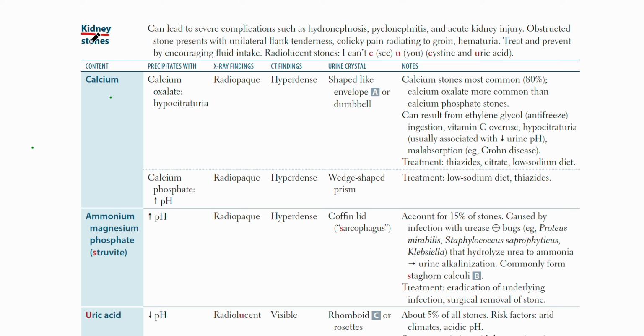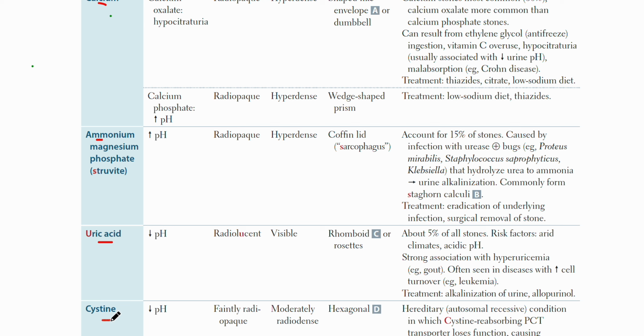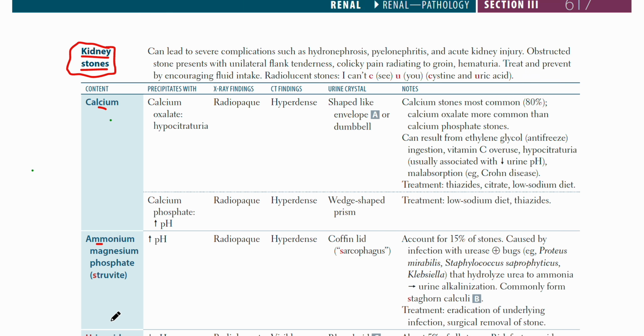So basically, kidney stones is our first topic. What are kidney stones? Kidney stones are also called renal calculi. There are stones present in our urinary system, right? They can be of different constituents like calcium, ammonium, magnesium, phosphate, uric acid, and also cysteine. We'll talk about each of them in our upcoming classes. Kidney stones can lead to severe complications such as hydronephrosis, which we'll talk about, and then pyelonephritis and also acute kidney injury.